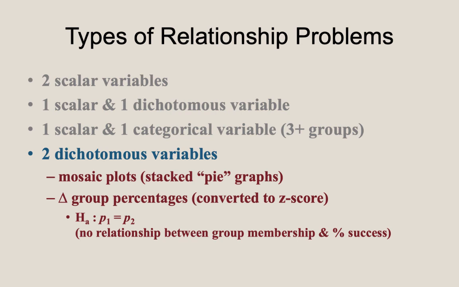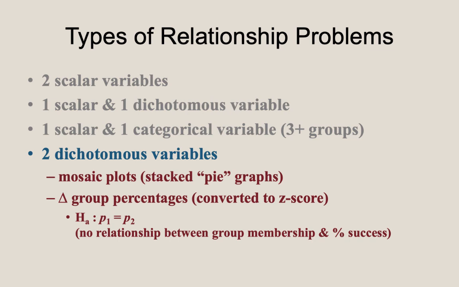However, there is a way to look at the relationship between two dichotomous variables that does not extend well to variables with three or more categories. This instead builds off the idea of looking at proportions from two samples. Instead of focusing on this approach, we will work with the more general approach. So to visualize these relationships, we will use the Mosaic plot, also called the stacked pie graph.